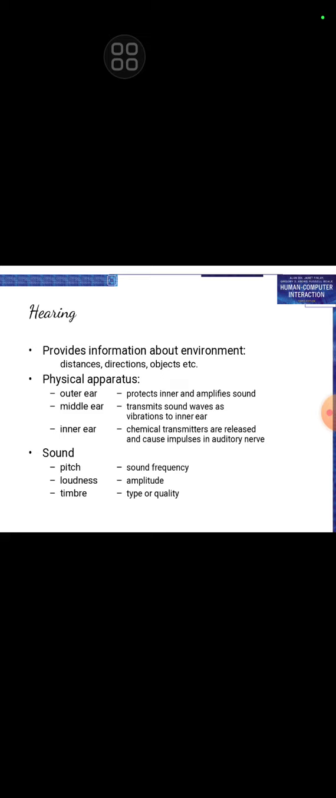Sound is described by pitch, loudness and timbre. Pitch is the sound frequency, loudness is the amplitude, and timbre is the type or quality of the sound. Humans can hear frequencies from 20 hertz to 15 kilohertz. We are less accurate at distinguishing high frequencies than low. The auditory system filters sound so we can attend to sound over background noise, for example the cocktail party phenomenon.